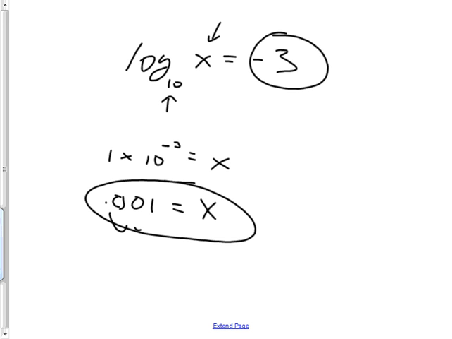Is that the same thing as 0.001? 1 over tenths, hundreds, thousandths. Yes. 1 over 1,000, the same thing as 0.001. Identical. Okay. Let's see. Some more complicated rewriting.